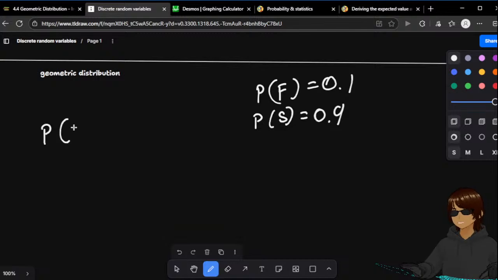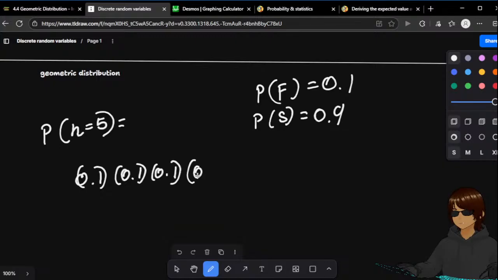What is the probability that n is equal to 5? That is fail, fail, fail, fail, and then success. So in geometric distribution, the goal is to figure out the probability of n given that it's just fail, fail, fail, fail, fail, and in the end there's a success. So this is to the power of 4 times 0.9.